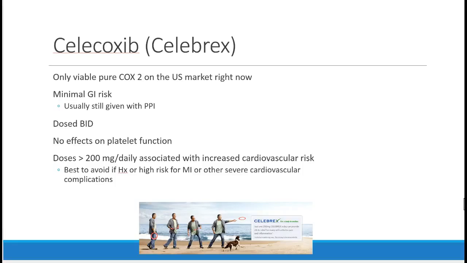Dosed twice daily, doesn't have any effect on platelet function, which is a nice advantage for patients who have cardiovascular history. But in those patients, you probably wouldn't use this drug anyway, so I guess it's maybe a moot point. Don't use anything more than 200 milligrams per day, because that can increase your cardiovascular risk.